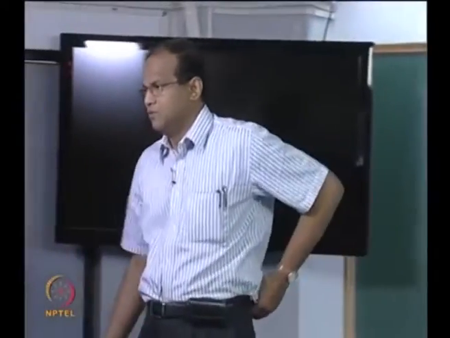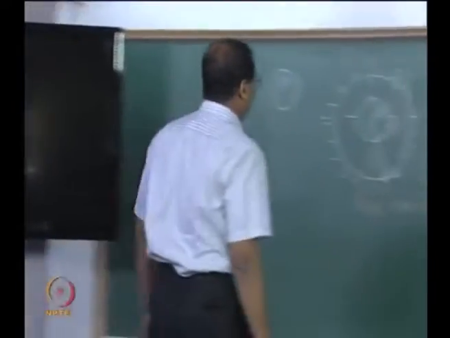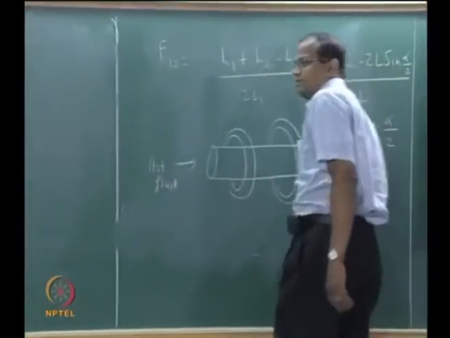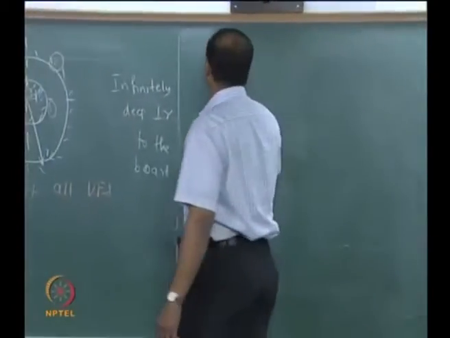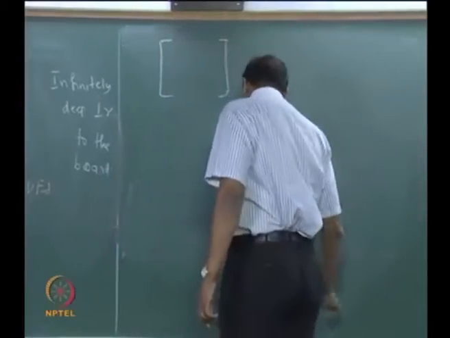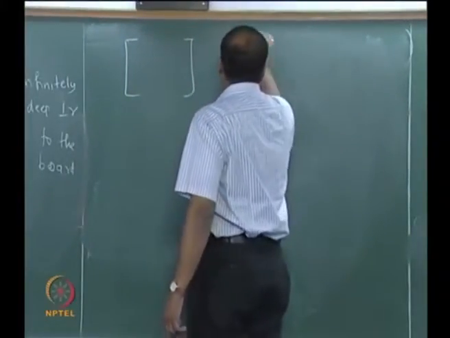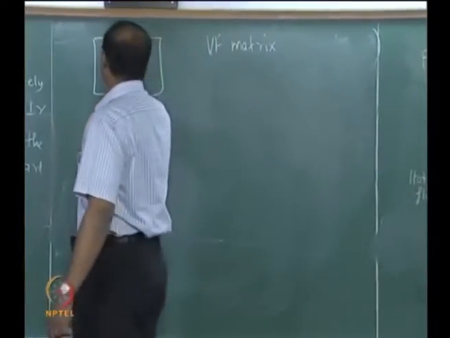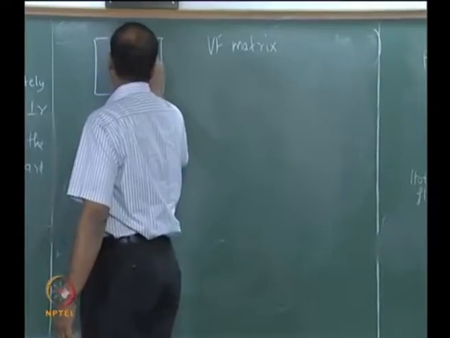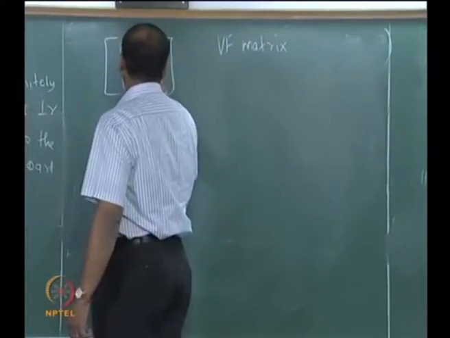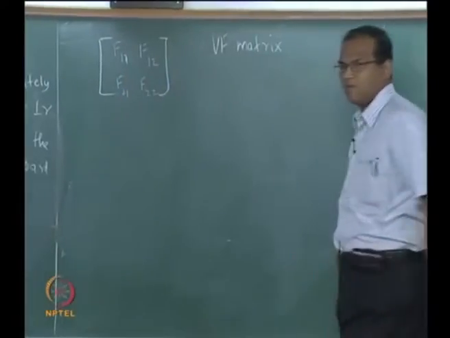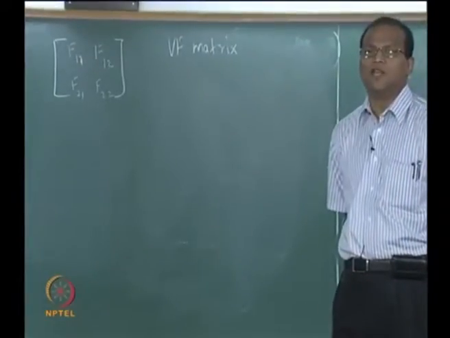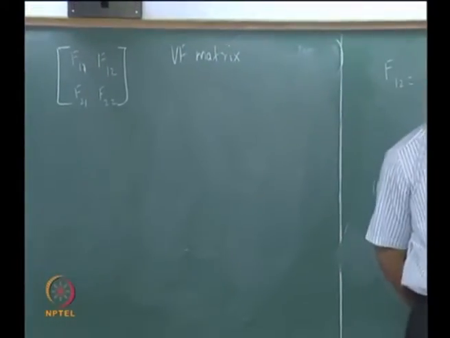R1 plus R2, no. Very good. Get all view factors. How many view factors are there? View factor matrix. Then when we do the enclosure theory, I will give you epsilon 1, epsilon 2, T1 and T2, then you will do the analysis, that comes later.